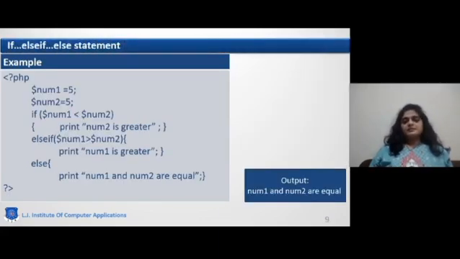Let's take an example. Here I have taken two numbers. Number 1 is 5 and number 2 is 5. I have checked 5 less than 5, the condition is false. Then the else if condition is 5 greater than 5, again the condition is false. Then control goes to else, and what will it print? Number 1 and number 2 are equal.